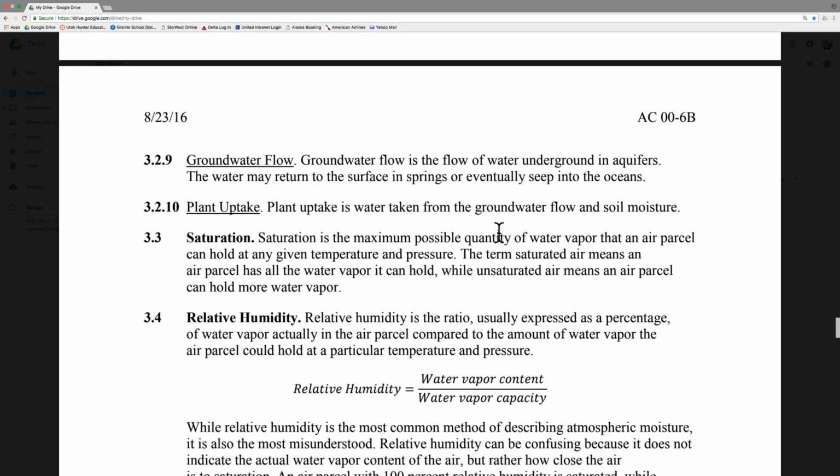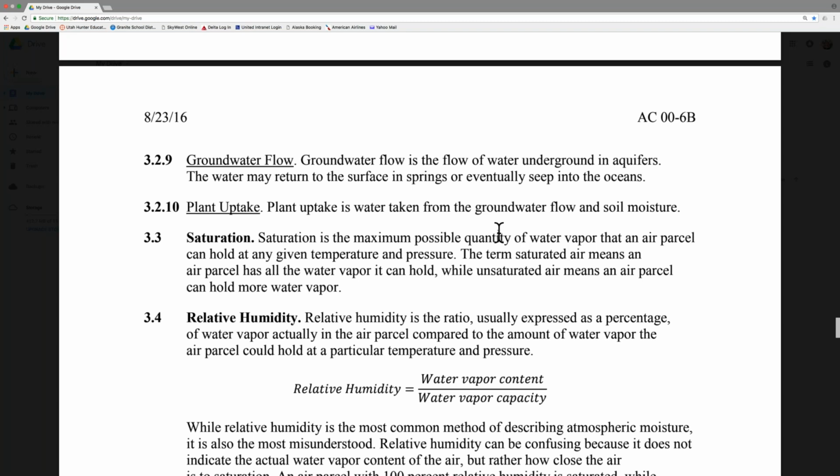So saturation is the maximum possible quantity of water vapor that an air parcel can hold at any given temperature and pressure. Once it's saturated, the air parcel has all the water vapor it can hold. And this leads, once it hits saturation, that's when we see precipitation. It starts dumping the water because it can't hold any more.